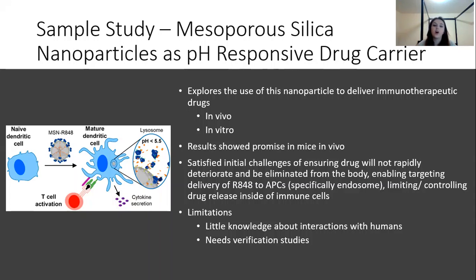limitations such as limited knowledge about how it will interact with humans and needing verification studies. But it does address its initial goals of ensuring the drug will not rapidly deteriorate and be eliminated, specific targeting to APCs, and limiting and controlling the drug release inside of these immune cells, which was the goal. But again, it needs verification studies, which is where the bulk of these studies lie: needing confirmation.